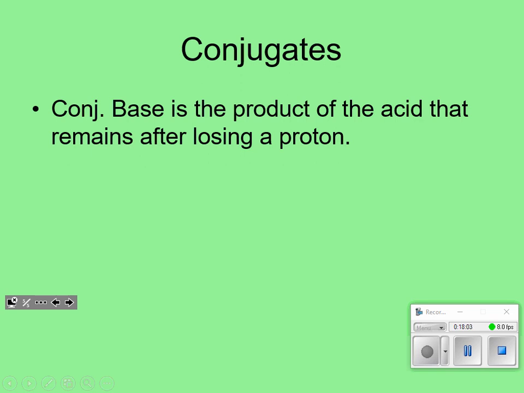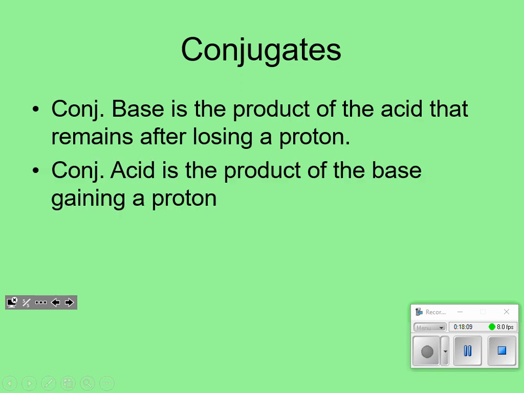So, what I have here is the conjugate base is the product of the acid that remains after losing a proton, and then vice versa, a conjugate acid is the product of a base after gaining a proton. Today you are going to do a POGIL packet that's going to talk about the strength of acids and bases.